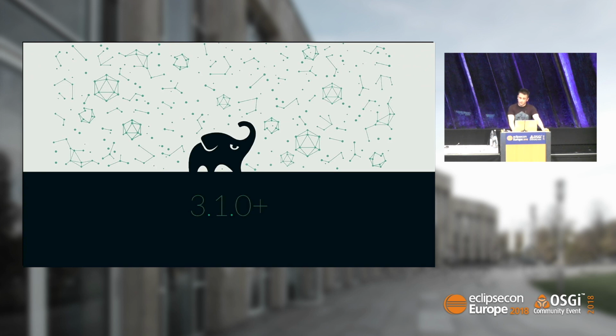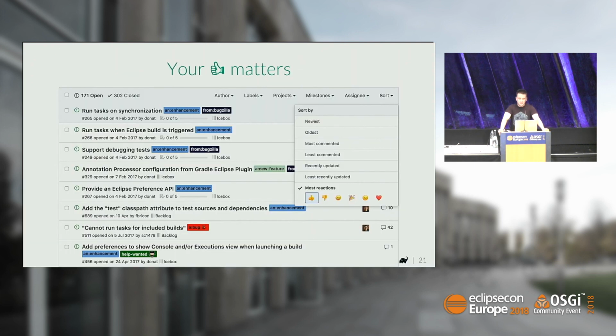Okay, Buildship 3.1 and onwards. So basically what we do here is not really surprising. We have an open bug tracker, and every time we do planning for an upcoming project, we list the open issues that we have, and we sort the issues by most reactions, the most thumbs up that people give. And basically the trick is that we just select the top one. So you can expect that for the next release, a big feature will be, well, the first two are the same, so it will be running tasks during synchronization. And Buildship 3.2 most probably will have debugging support, and so on and so forth.